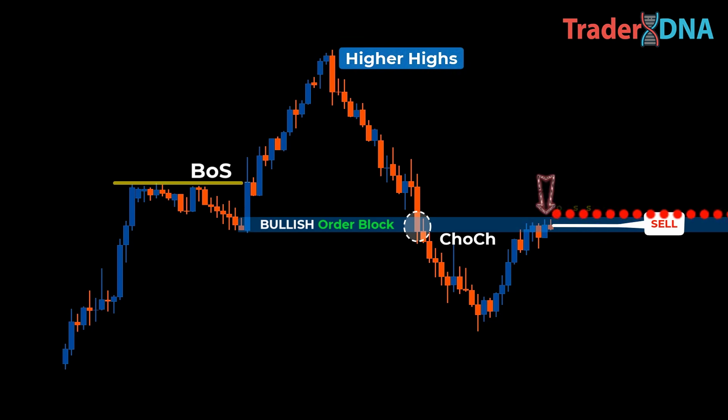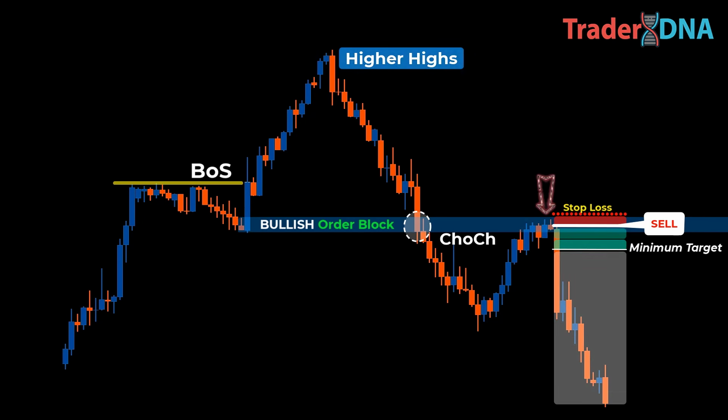Place your stop loss just above the breaker block and set your take profit at twice the size of the stop loss. In this example, the price rejected the order block, hit our target, and resulted in a solid profit.